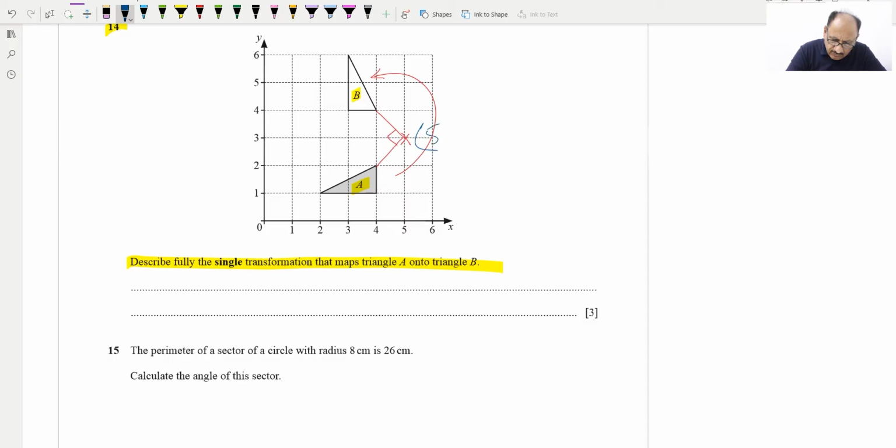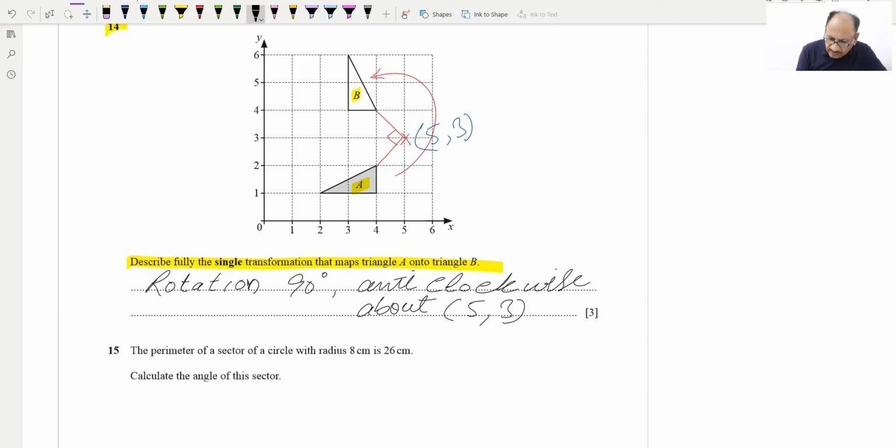x value is 5 and y value is 3. So 5 and 3 are the coordinates, so we can write our answer. It is rotation, 90-degree, and it is anti-clockwise. About the center of rotation also we need to point. We'll have to provide this, and this will be 5 and 3, and this is for 3 marks.